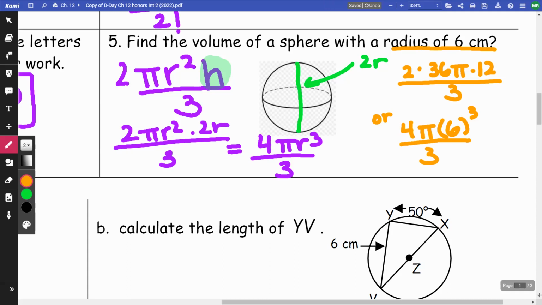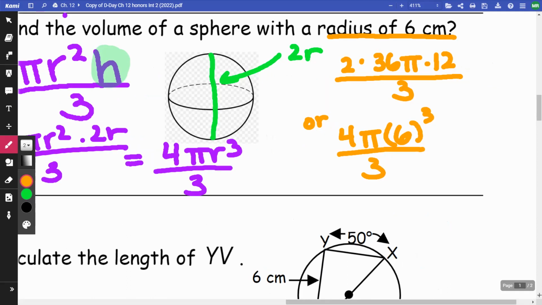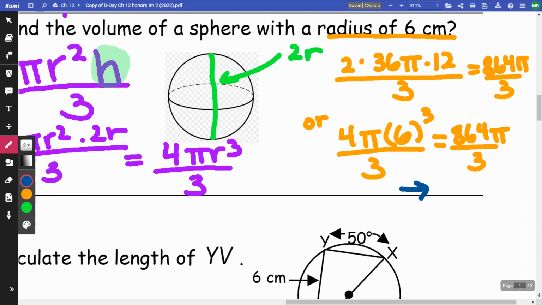So when I take 2 times 36 times 12, I end up with 864 pi over 3. Over here, when I go 4 times 6 to the third, I also get 864 pi over 3. And when I divide by 3 in either situation, my final answer is going to be 288 pi. And these were centimeters, so centimeters cubed. That is going to be my final answer.